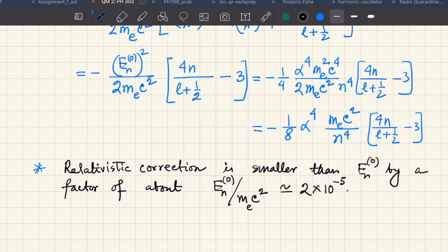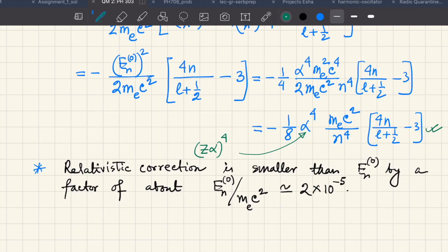But what if you are not considering the hydrogen atom, rather some ion with more protons and neutrons in the nucleus? Then you know that you have to replace this alpha to the power 4 by Z alpha to the power 4. But for the hydrogen atom, this is the correction formula.